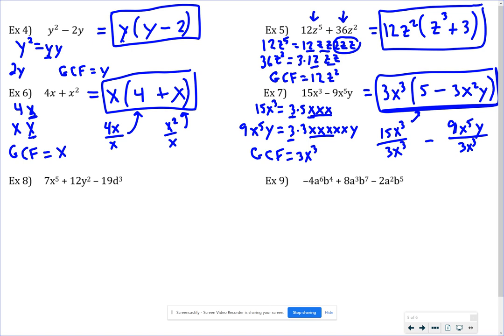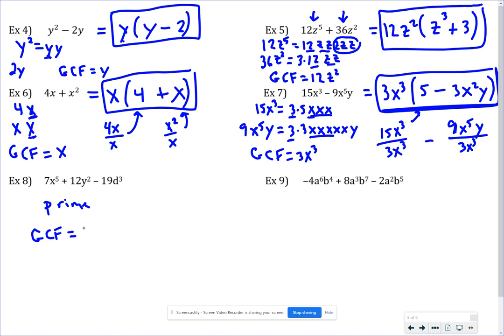Okay, example 8. Notice 7 is a prime. And I have x's, and here I have y's, and here I have d's. I don't have any variable factors in common because they're all different variables. And 7 and 12, no factors in common. 19 is a prime. This whole polynomial is a prime because my GCF is a 1.